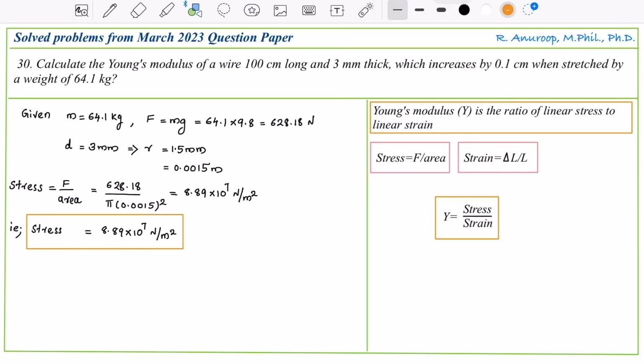Now we have to find out the strain. Because of a weight of 64.1 kilogram, the length of the wire is increased by 0.1 centimeter. That is, the change in length due to stretching is 0.1 centimeter, that is 0.001 meter. This is the extension produced in the wire.